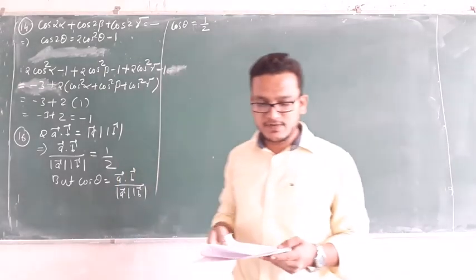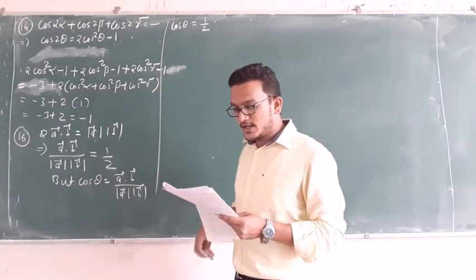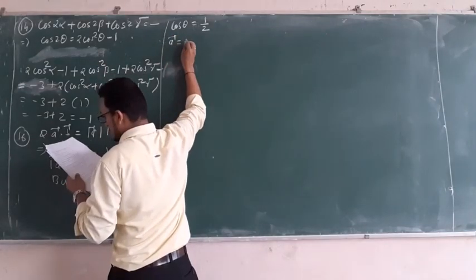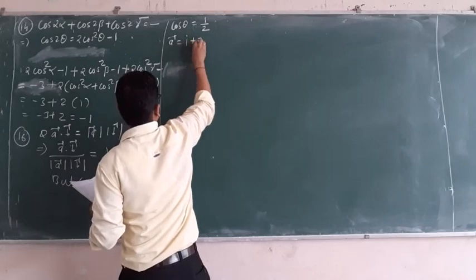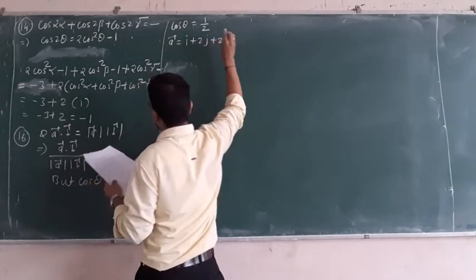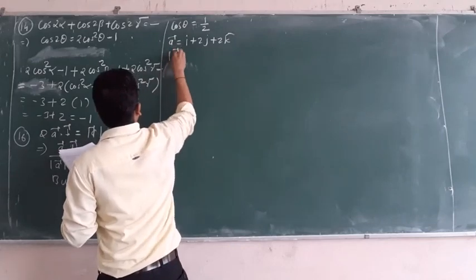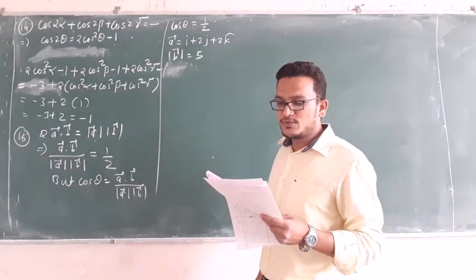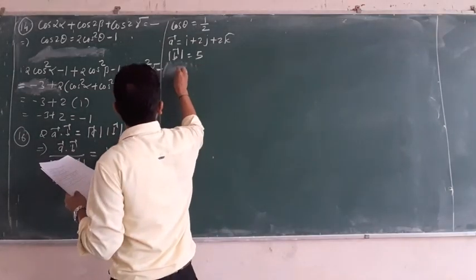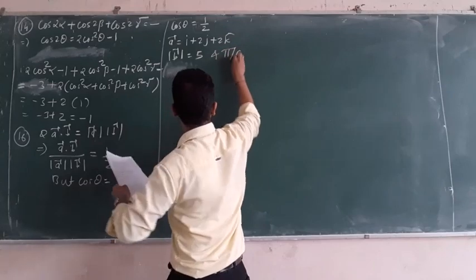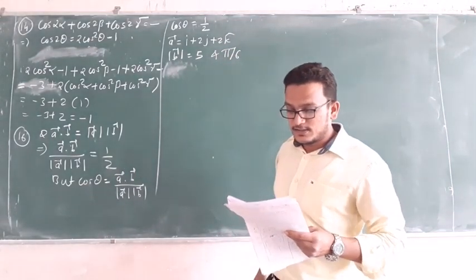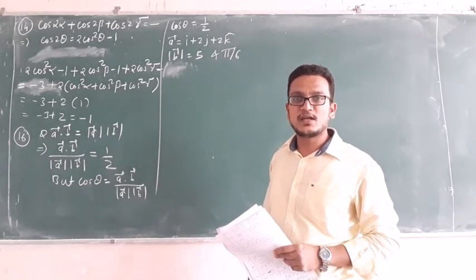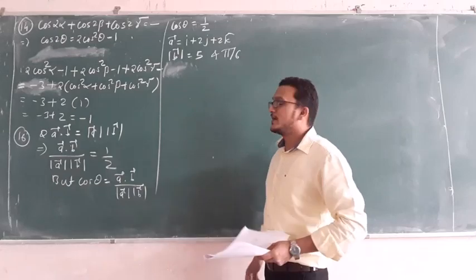Next, question number 17. See what they have given. Vector A is equal to i plus 2j plus 2k. And magnitude of vector B is equal to 5. And the angle between vector A and vector B is pi by 6. Then the area of the triangle formed by these vectors is, so here you have to find the area of the triangle.